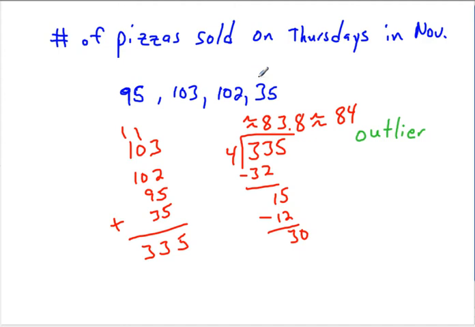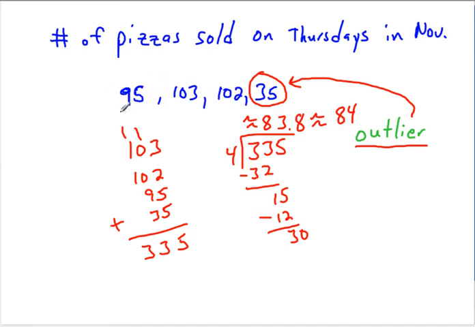Maybe, except something happened here with this 35, and it seems a lot lower than the rest. This is what we would call an outlier. So I'm going to put a little arrow here. This 35 is an outlier. An outlier could either be a lot lower than the rest of the data, or a lot higher. In this case, it's a lot lower. And what an outlier does is it skews the average either too low or too high, one way or the other. In this case, too low.